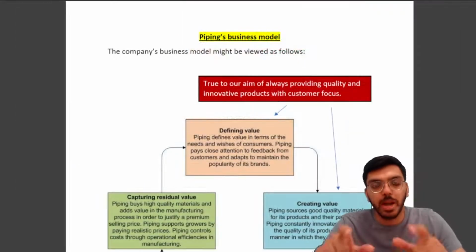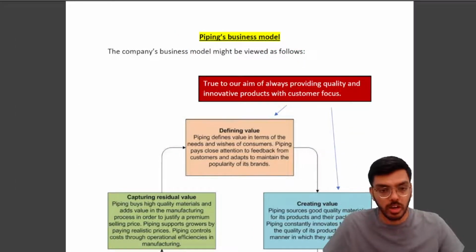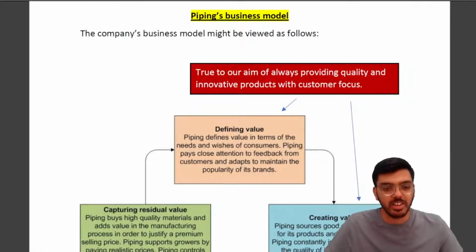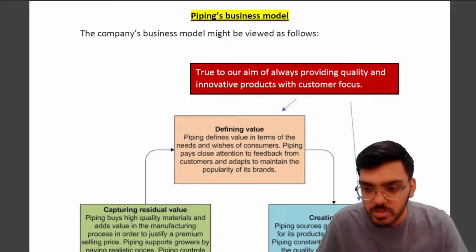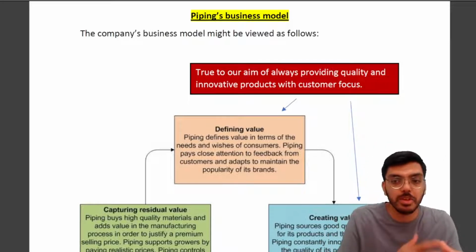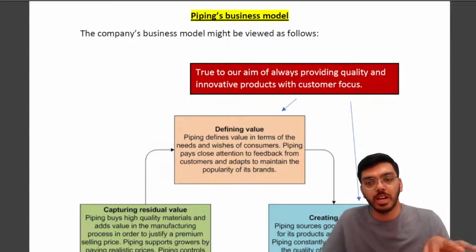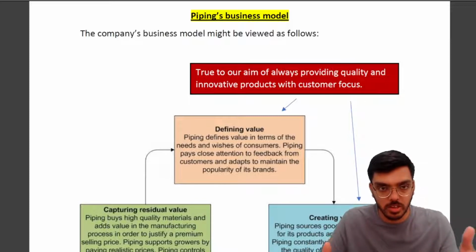We speak about piping's business model now. They've given us the actual business model of piping as a diagram, but we already know what the core values of the business are, how the business works, how the business is departmented. We know that. But as a summary, they've provided us the business model here.